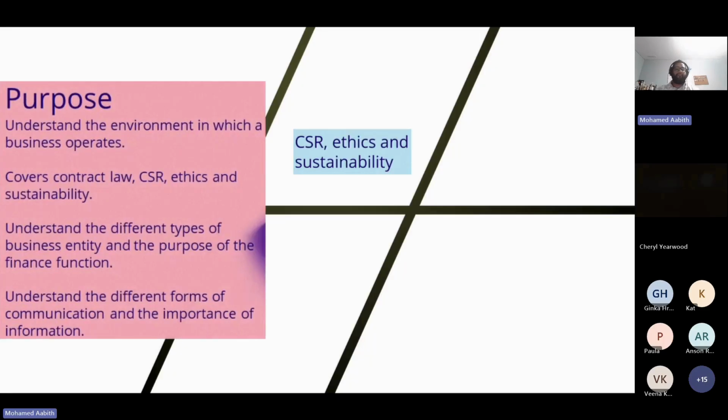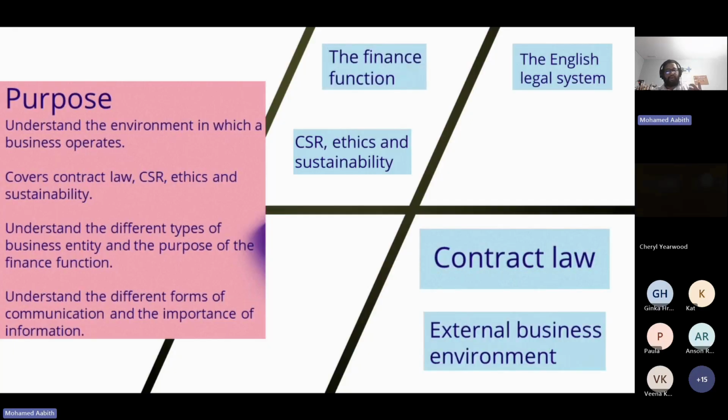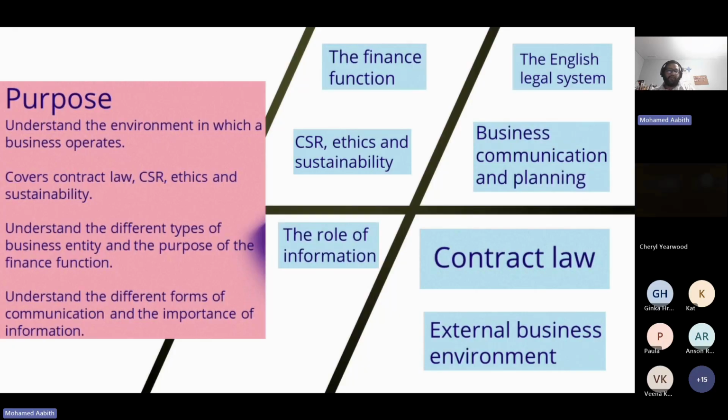The purpose of the unit is to understand the environment in which the business operates. It covers contract law, CSR, ethics and sustainability. We'll say what CSR is later. We'll talk about contract law, look at the external business environment and the finance function, business communication and planning, and the role of information: how we deal with the information we gather and what its purposes are.